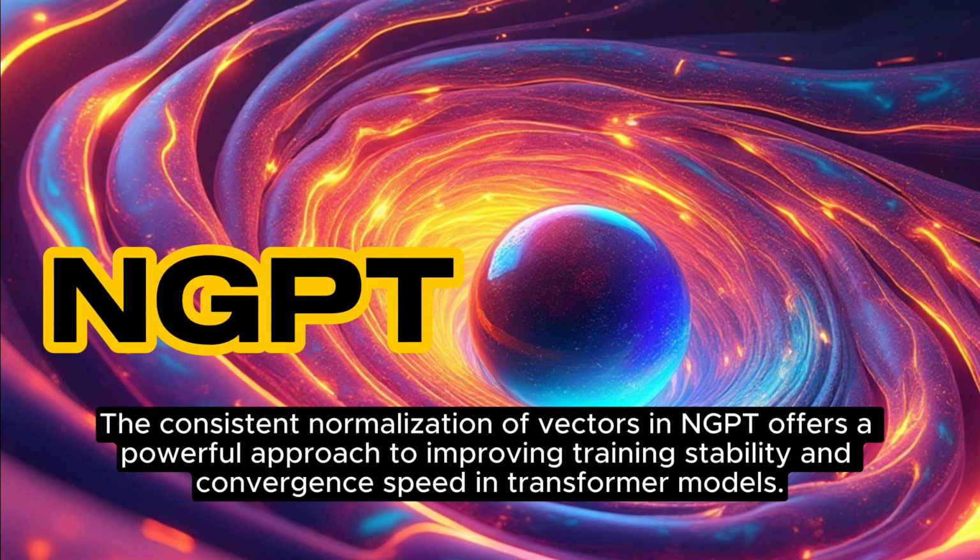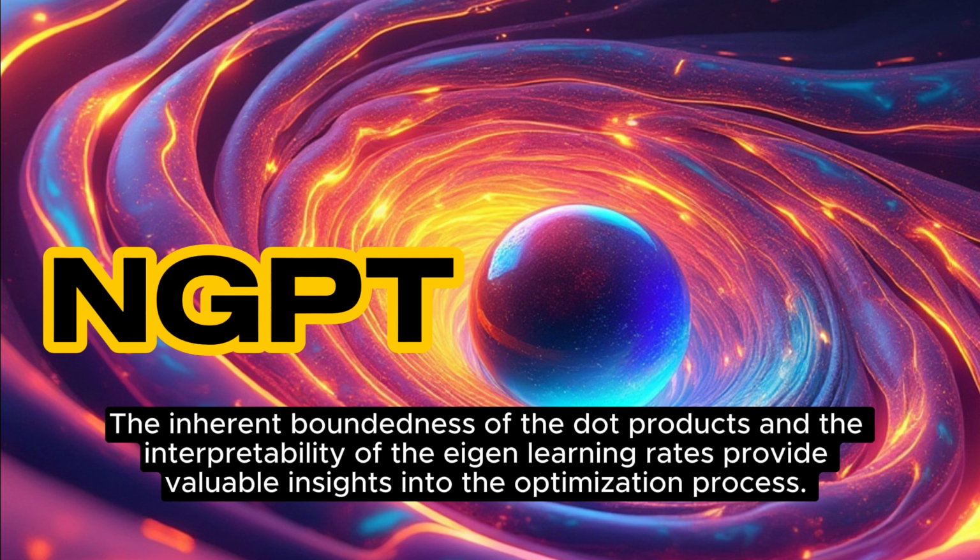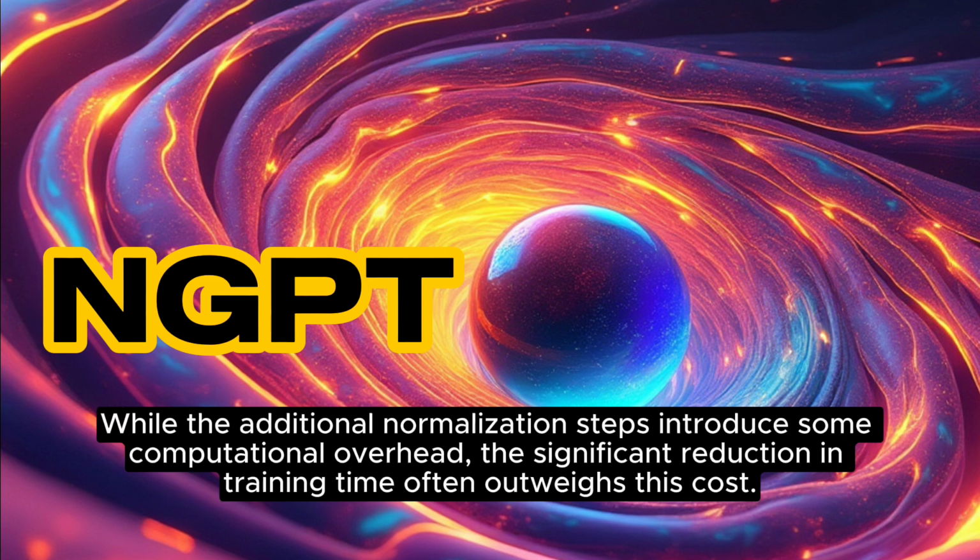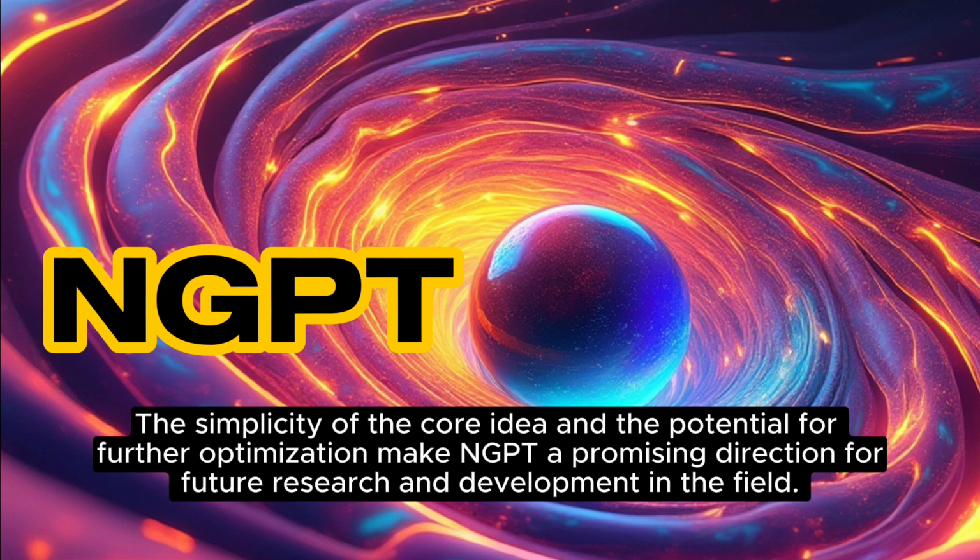The consistent normalization of vectors in NGPT offers a powerful approach to improving training stability and convergence speed in transformer models. The inherent boundedness of the dot products and the interpretability of the eigen learning rates provide valuable insights into the optimization process. While the additional normalization steps introduce some computational overhead, the significant reduction in training time often outweighs this cost. The simplicity of the core idea and the potential for further optimization make NGPT a promising direction for future research and development in the field.